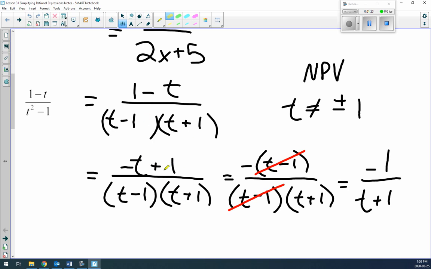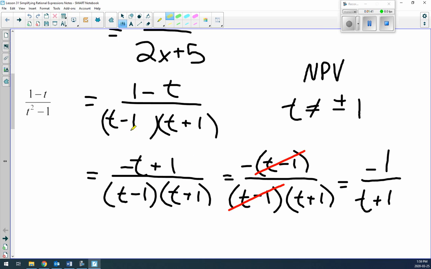So this top one, what we can do is take out a negative 1. We take out negative 1, and we end up with t minus 1 on the top. And if you look, there's a t minus 1 on the bottom, so those reduce out. So we're left with just negative 1 over t plus 1. Now, don't forget that negative is up the top there. It's still negative 1. Now, for your NPVs, you've got to look at the denominator.